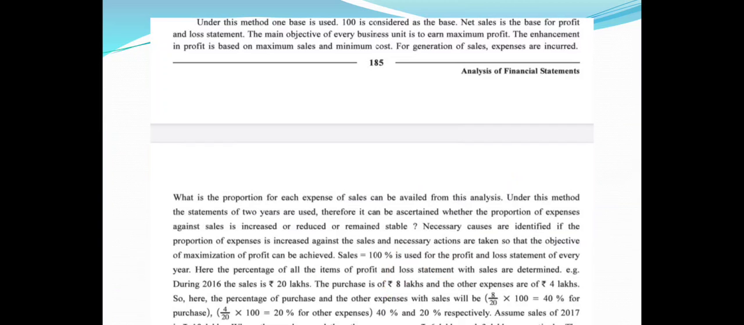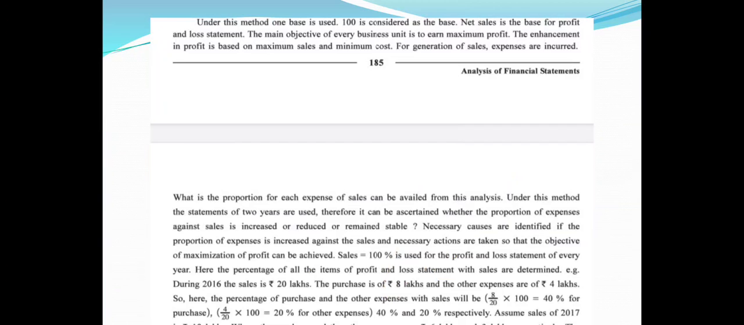Under this method, one base is used, and 100 is considered as the base. So what is the difference here? In the comparative method, we used to find the difference between the data of two different years. But here we have to give a base, and that base is considered as 100. In the profit and loss statement, net sales is the base.